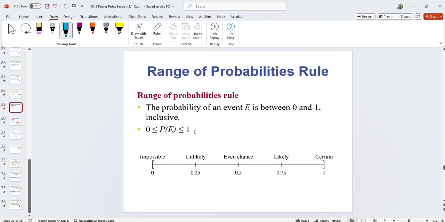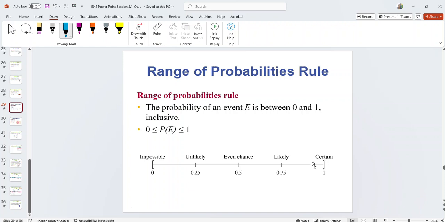We don't use a negative number for probability. We also do not use more than 100%, or more than 1, right? If you have a probability equal to 1, that's for sure, certainly going to happen. If we say tomorrow will be 100% sunny, that means there's no chance of rain at all. So that's certain, that's 100%.